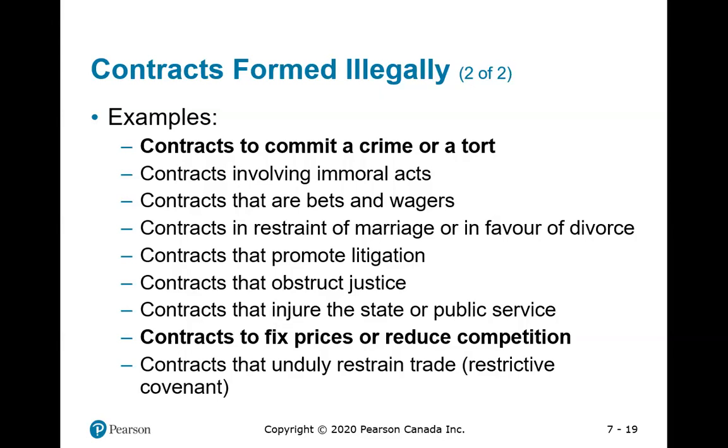Contracts to fix prices. Let's say most of the coffee shops here at PCAT agree to set the price of coffee at $1 because they want the other coffee shops to shut down. The other ones are selling for 2, 3, 4, but because the majority will be selling at 1, no one will buy coffee in those other coffee shops. This agreement to fix prices is illegal, also known in competition law as a cartel.